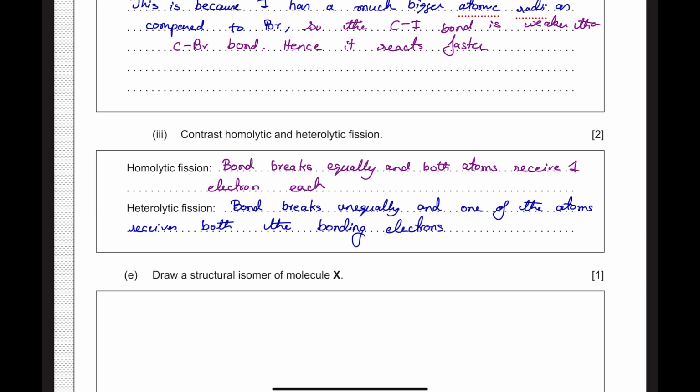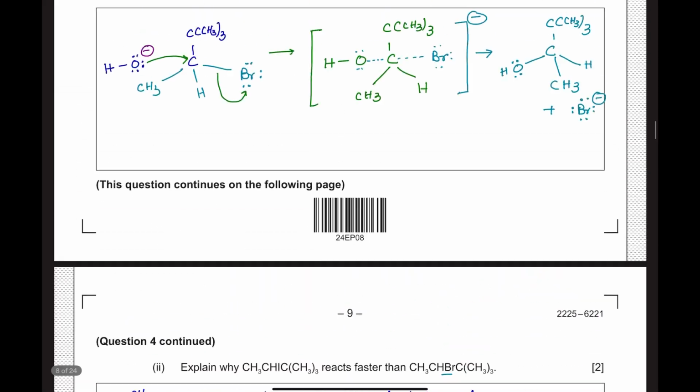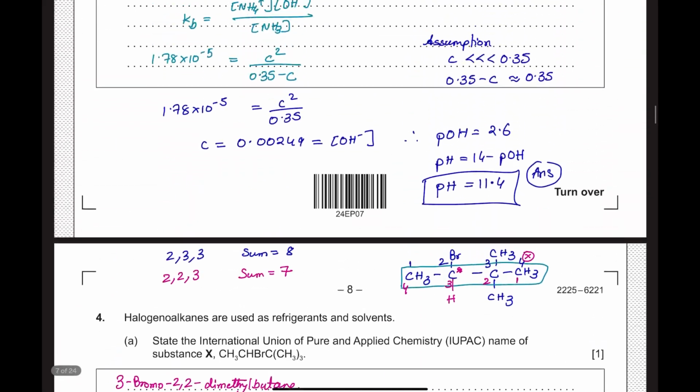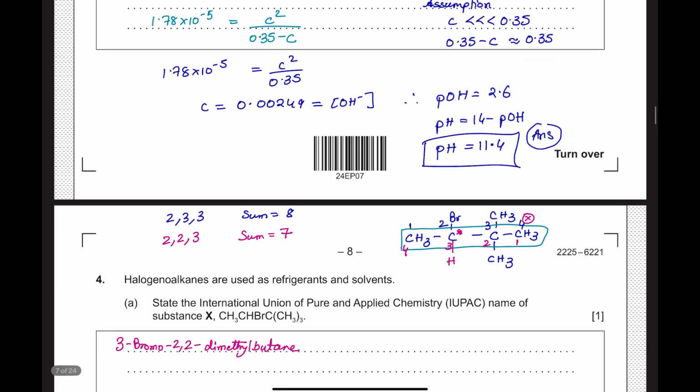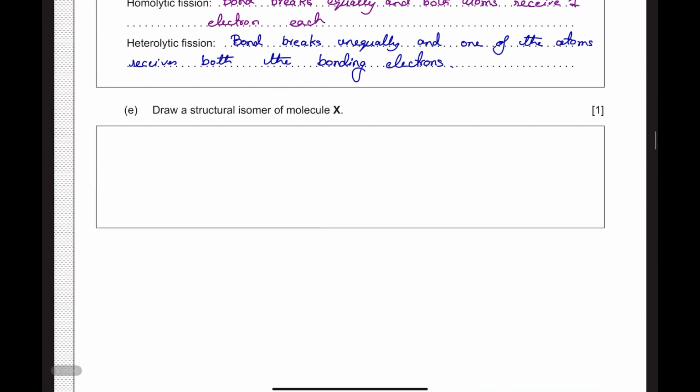Done. Next, we have to draw a structural isomer of molecule X. Molecule X is our initial molecule, right? So we can just change the position of one CH3 group or change the position of bromine. So 6 carbon atoms, we can draw it like this, 5, 6, and then you can place the bromine here.